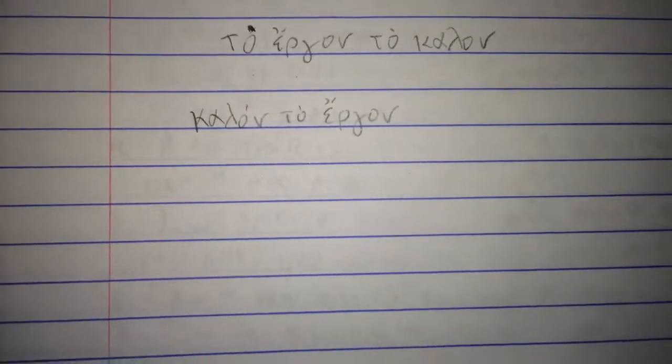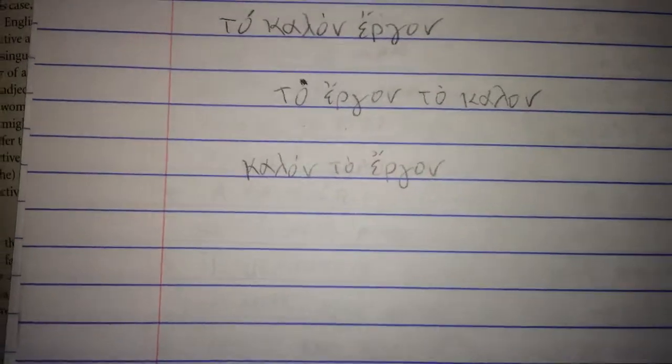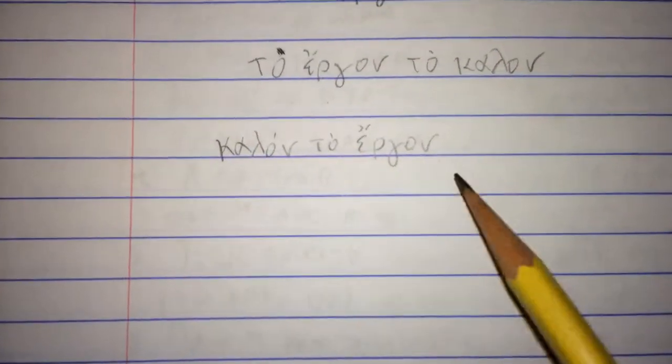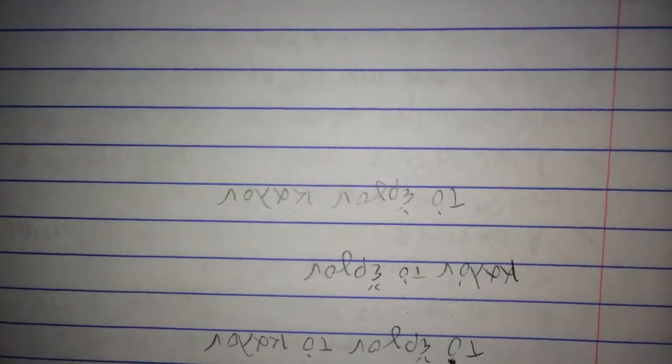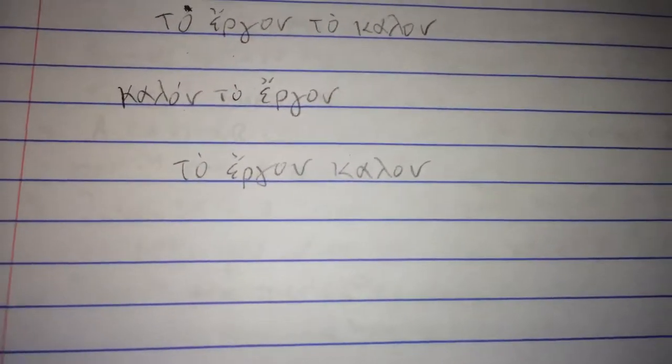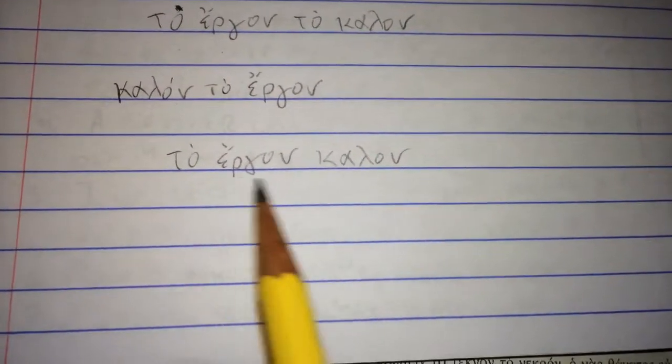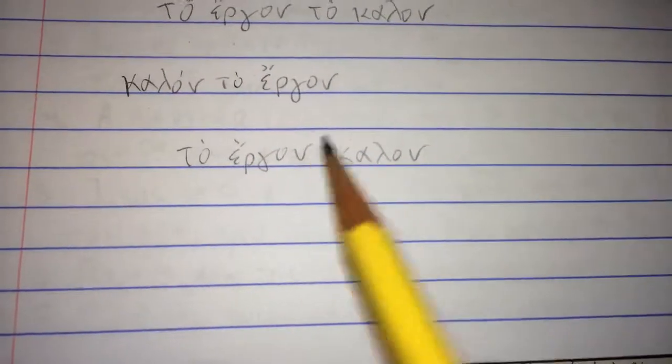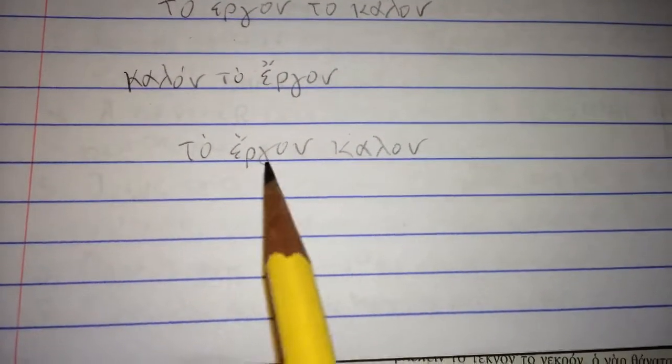Predicate adjectives appear in different constructions. It can either precede the noun and its article, like kalon to ergon. Or it can follow the noun with no repetition of the article, to ergon kalon. Both of these mean the deed is good. Again, it puts a slight emphasis on whatever comes first. Note that the verb is actually implied in the construction and thus is omitted.